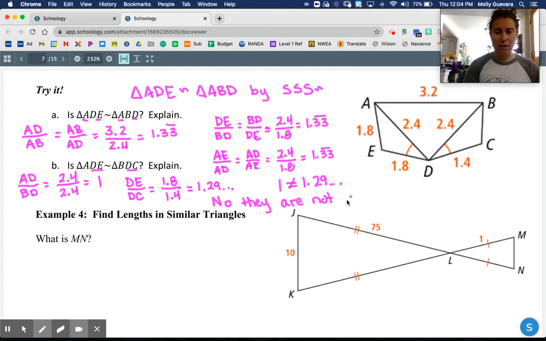The scale factors have to be the same in order for them to be similar. So hopefully that's making sense so far.